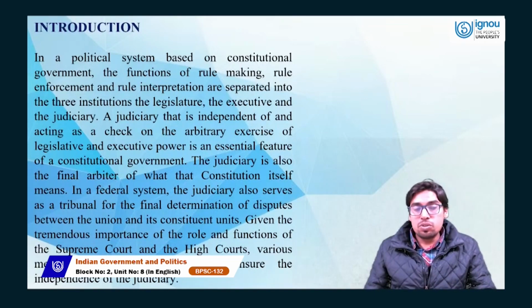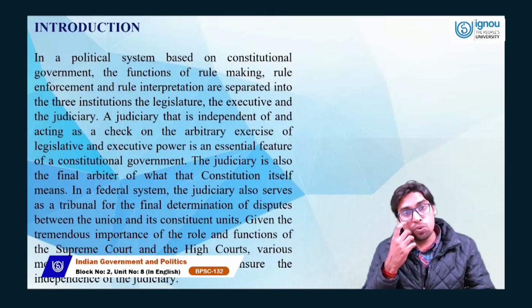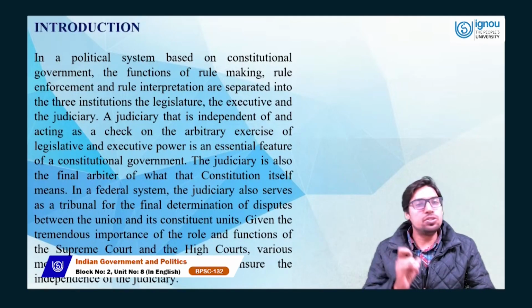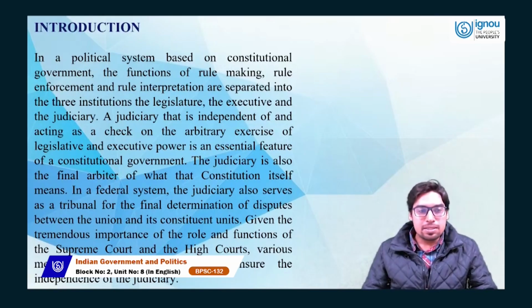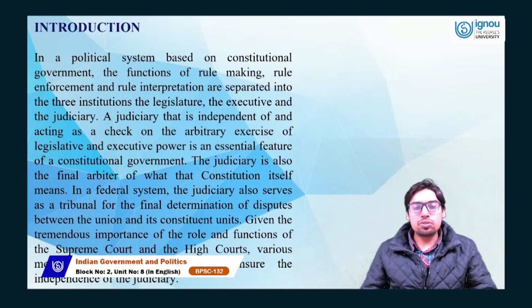Now, moving on to the introduction. In a political system based on constitutional government, the functions of rule making, rule enforcement, and rule interpretation are separated into three institutions: the legislature, executive, and judiciary. A judiciary that is independent of, and acts as a check on, the arbitrary exercise of legislative and executive power is an essential feature of constitutional government. The judiciary is also the final arbiter of what the constitution itself means.